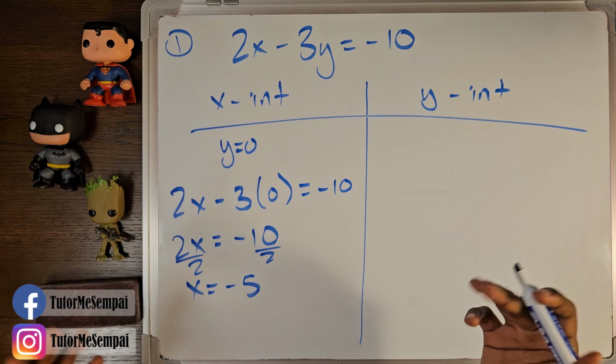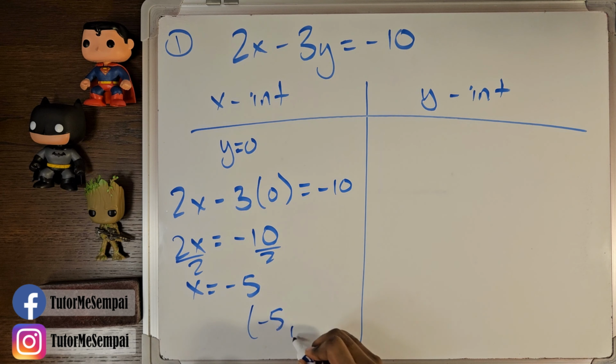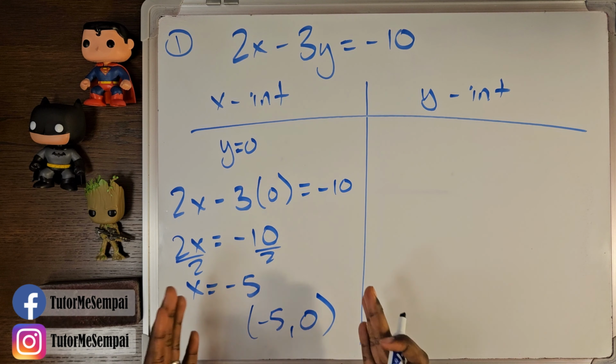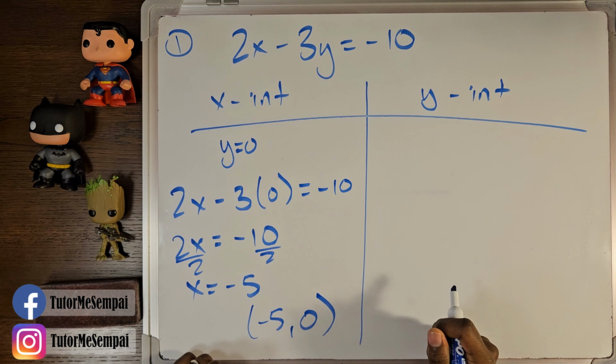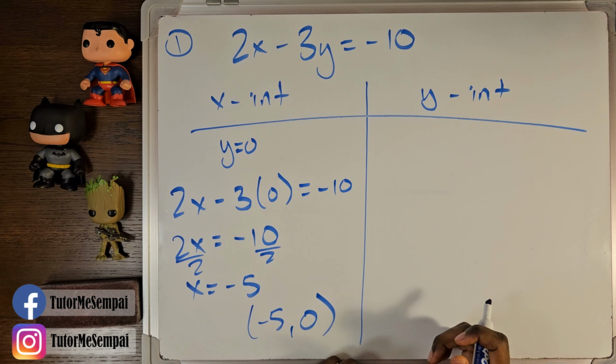And if you want the point, it's going to be negative 5, 0, because remember that y is 0. So this is going to be the point, but our x-intercept is going to be that negative 5. Now we want to find our y-intercept. Where are we intercepting our y-axis?